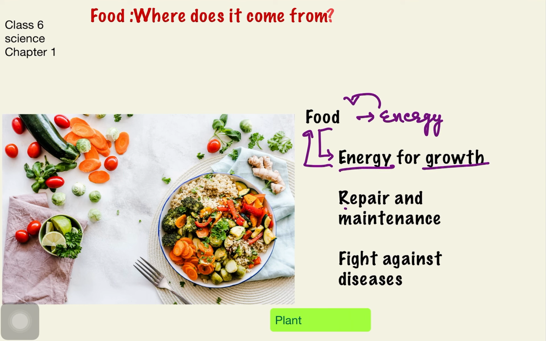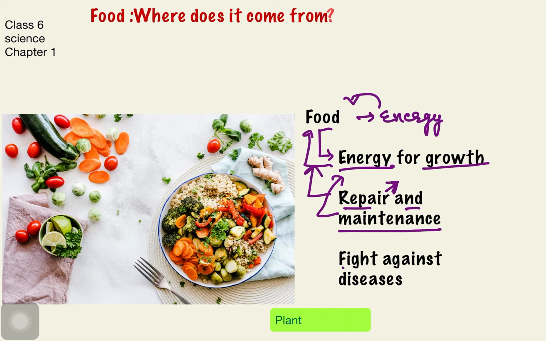Now repair and maintenance. What is repair and maintenance? Whenever we get hurt, our body tends to heal that hurt. We apply some ointment and lotion also, but the body has that property to heal itself. And maintenance: whenever we get sick or ill, we need to maintain our temperature and weight also. For that, the body needs energy. Again, that energy comes from food.